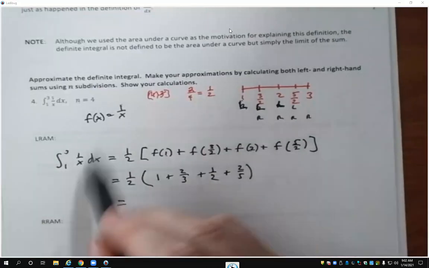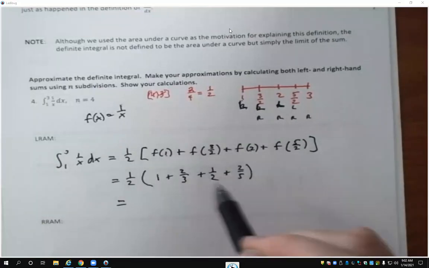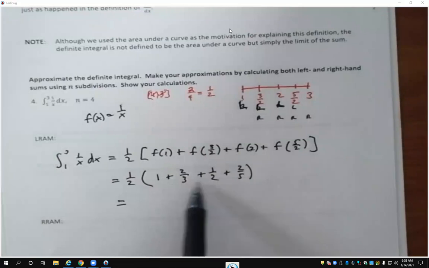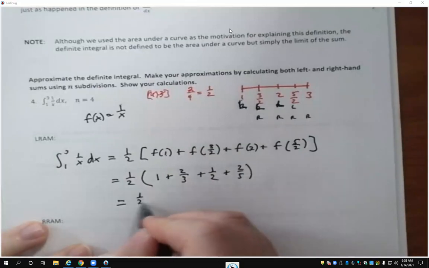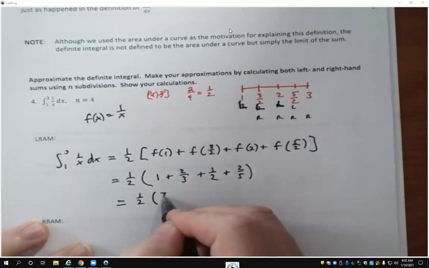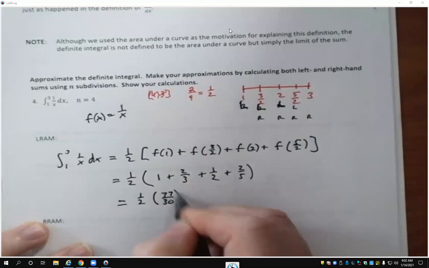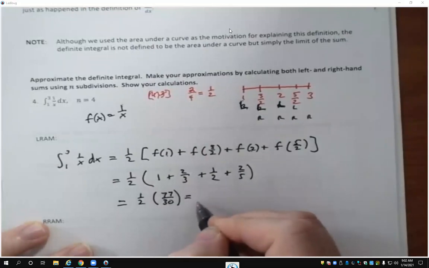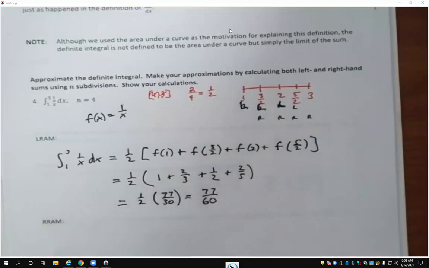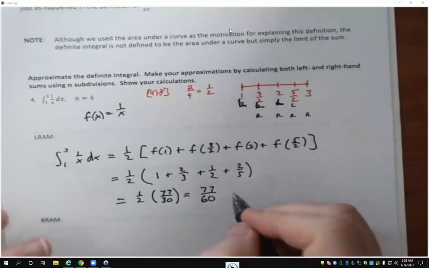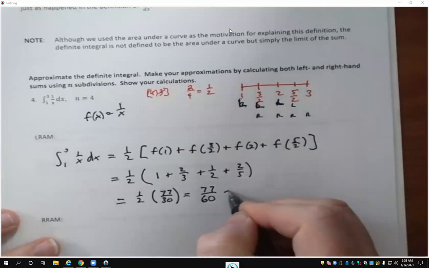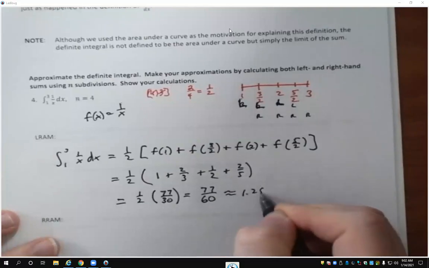You need to know how to do this without a calculator. Your common denominator in this case would be 30. So you get your common denominator of 30, and you end up with 1/2 times, I'm not going to do the basic algebra today, but you get this. And so you end up with 77 over 60 as your final answer. If you were using a calculator, it would be approximately 1.283.